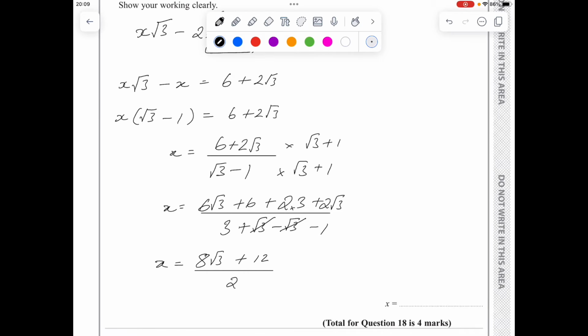over 2. Let's split this into 2. So 8 square root of 3 over 2 plus 12 over 2, which gives me 6 plus 4 square root of 3, and this is in the required form.